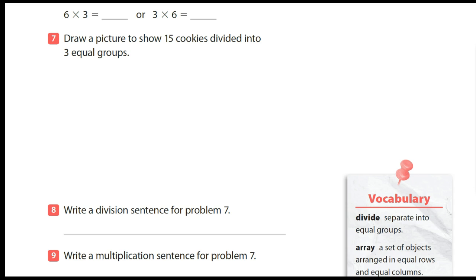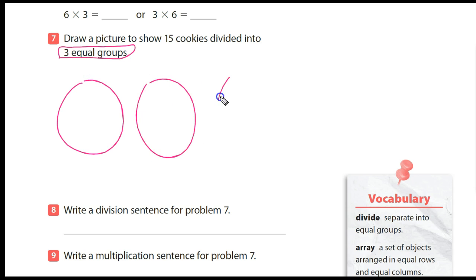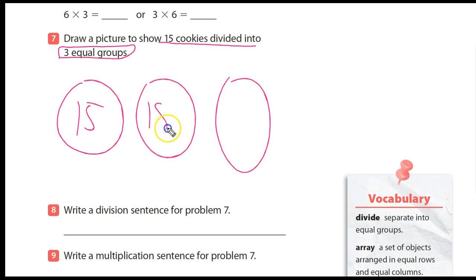So from 7, this is what you should have, okay? So how many groups do I need? 3. 1, 2, 3. And I need to divide how many cookies? 15, right? Is that correct? How can that be correct when I only have 15 cookies? That would be 45 cookies. Do I have 45 or 15?